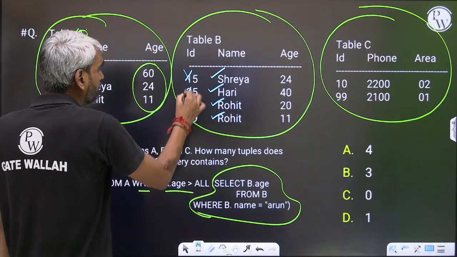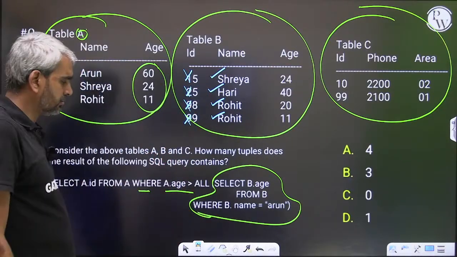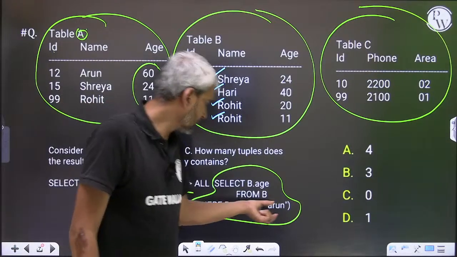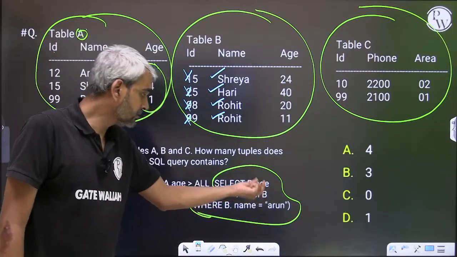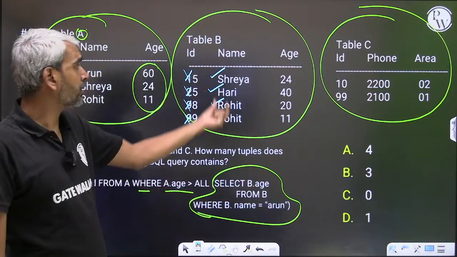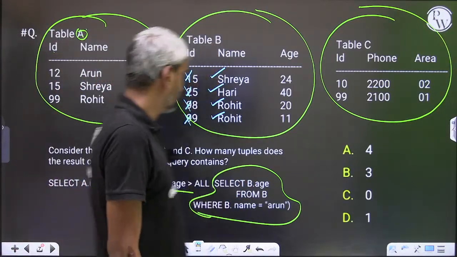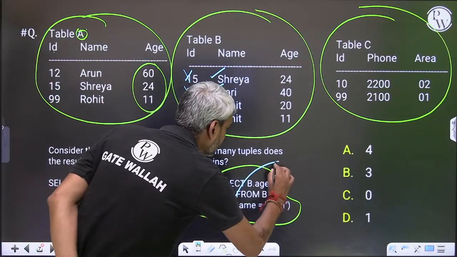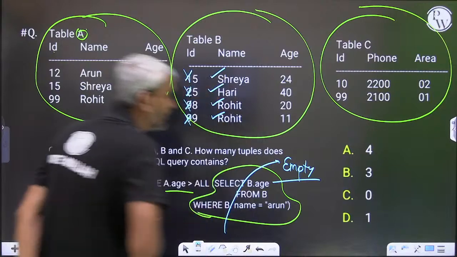Therefore, none of these tuples will return true with respect to the where condition, and therefore the age from none of the tuples of relation B will be produced in the output. So the idea is that the inner query result will be empty.